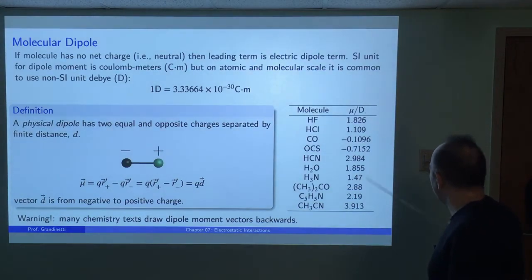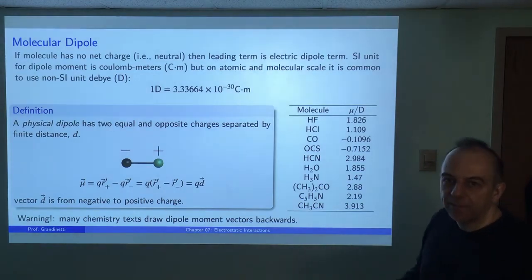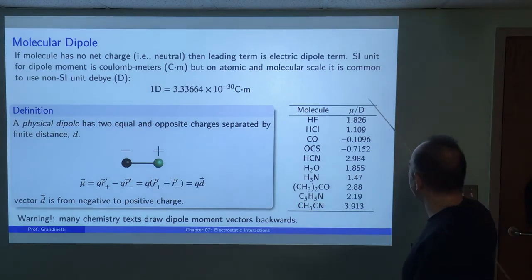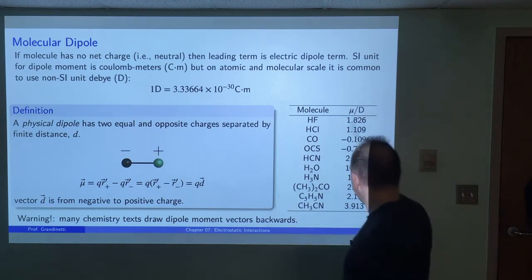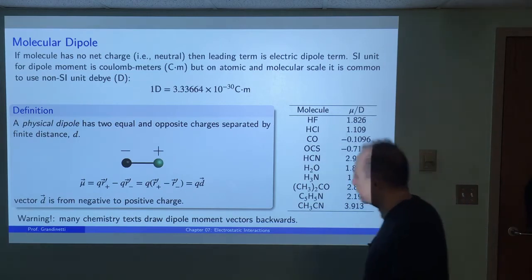And here are some typical values for moments that you would get for different types of molecules, polar molecules here. Everything you remember about looking at a molecule and deciding whether it's polar or nonpolar from freshman chemistry is still true. We're still going to be using those kinds of concepts in this course, but we're going to be a little more quantitative. But these are the values that you get if you were calculating or measuring these molecules.